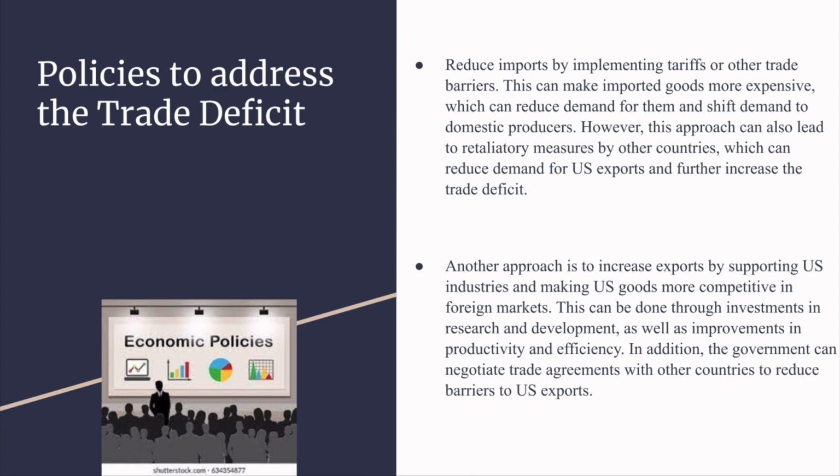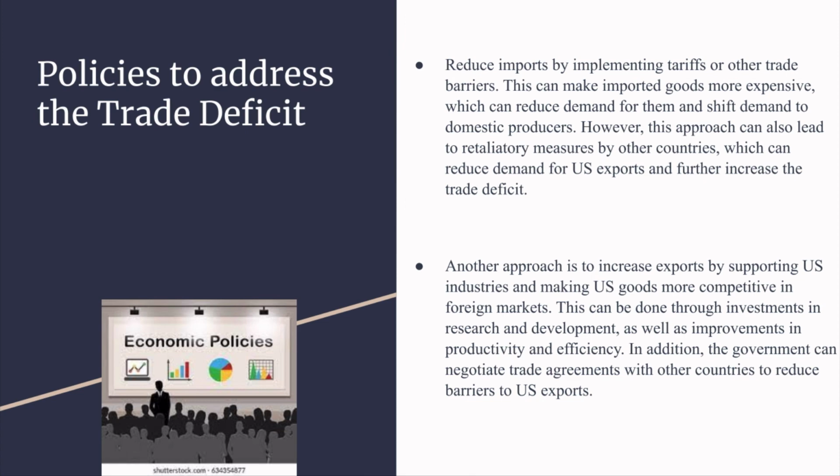Another approach is to increase exports by supporting U.S. industries and making U.S. goods more competitive in foreign markets. This can be done through investments in research and development, as well as improvements in productivity and efficiency. In addition, the government can negotiate trade agreements with other countries to reduce barriers to U.S. exports.